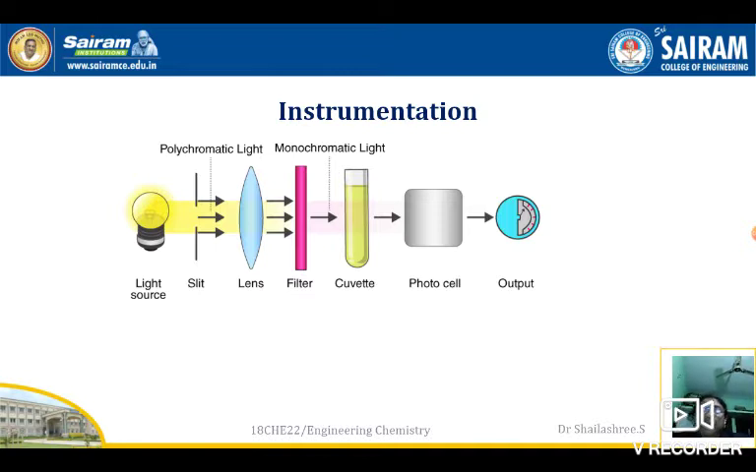And this is about the instrumentation. For colorimetry, we use a photoelectric colorimeter. Inside it will be like this. Monochromatic light will be there and a slit will be there. A lens will be there. A filter will be there to choose the light of the required wavelength. And this is the cuvette where we keep the solution. Finally, it will show the amount of light absorbed as a numeric value. That is the output.